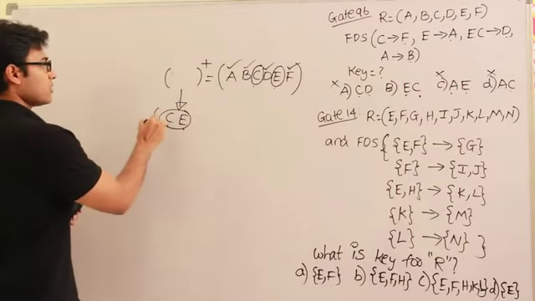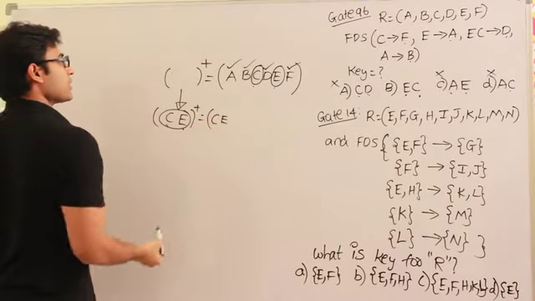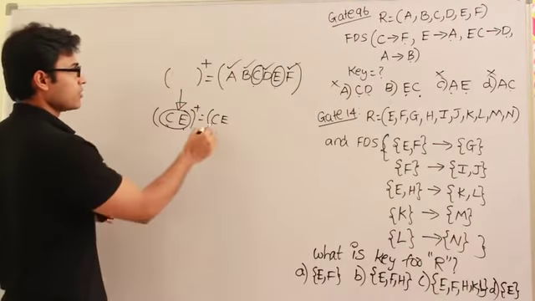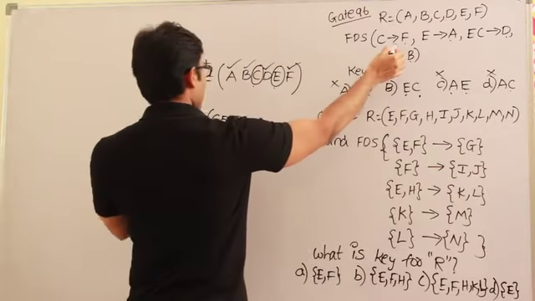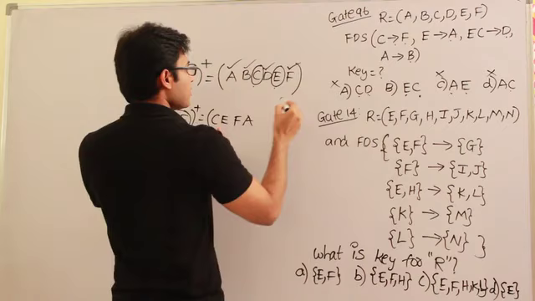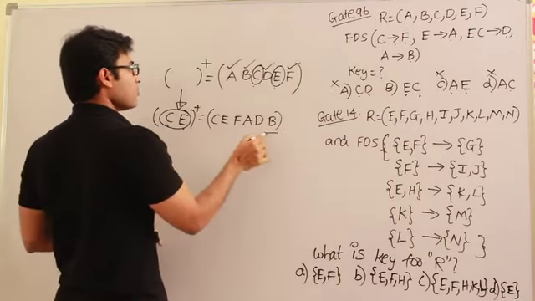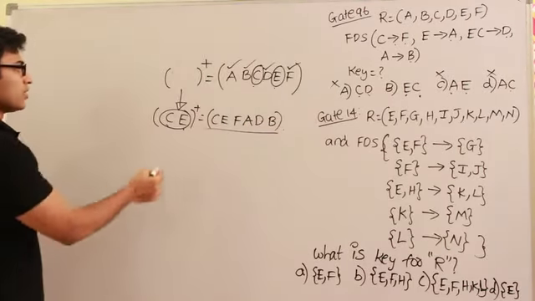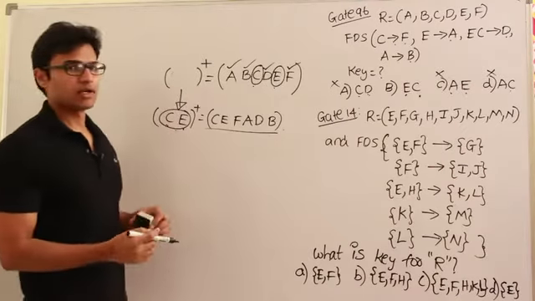Now I want to find out the closure of CE. What does CE plus contain? One, you should add CE, and because of C, F gets added. And because of E, A gets added, and because of CE, D gets added, and because of A, B gets added. Therefore I covered all of them. So CE is going to be the candidate key for this table.